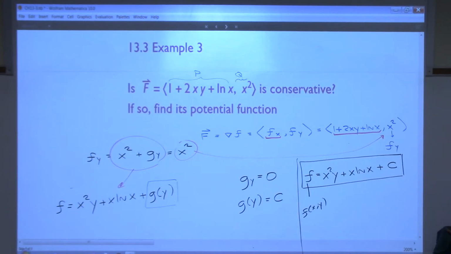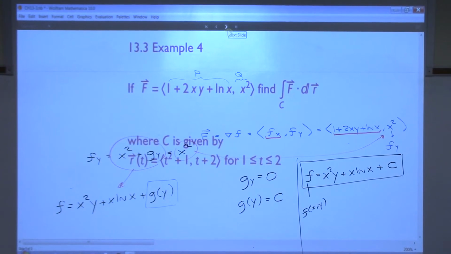Sure? For g of y, say it wasn't just x squared and it had something else with it. Yeah. It would be the same concept though, as long as it cancels out. Let's see if we can do one where that doesn't work out so nice. I'm hoping that I have another example where that doesn't work out so nice, but something's telling me that we don't.